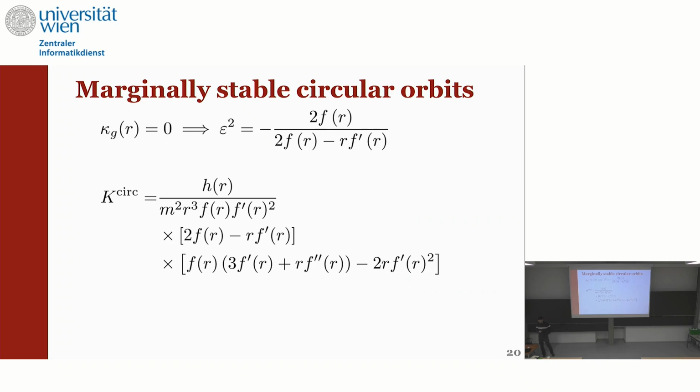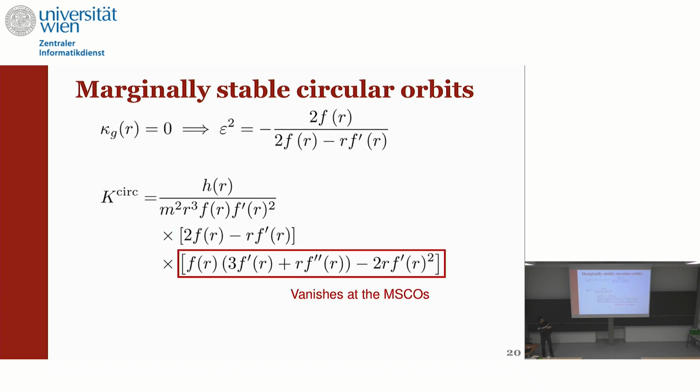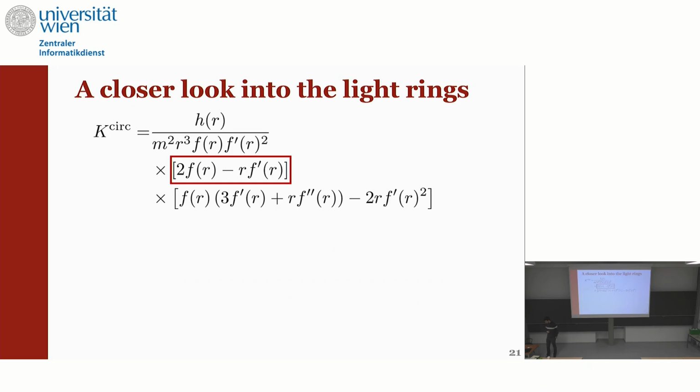Now we can study the Gaussian curvature along these curves, and this can be decomposed in three factors. Well, the first is always positive outside a possible event horizon. The second one is precisely this factor that vanishes at the light rings, which is to be expected because it goes like 1 over the energy squared. And the third factor will vanish at the marginally stable circular orbit. So this will be the one that we are most interested in.